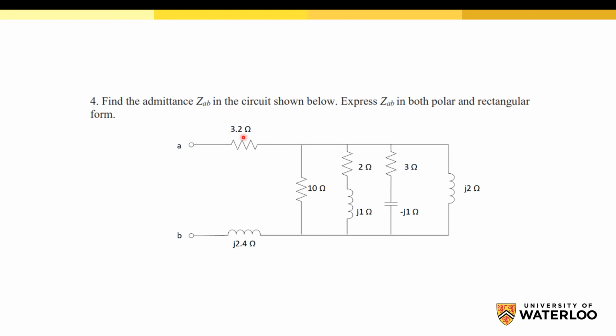For question 4, find the impedance ZAB in the circuit shown below. Express ZAB in both polar and rectangular forms. So we have this mix of resistances and reactances. Here, this is XL and this one is XC. So we have a mix and we should calculate the equivalent impedance.